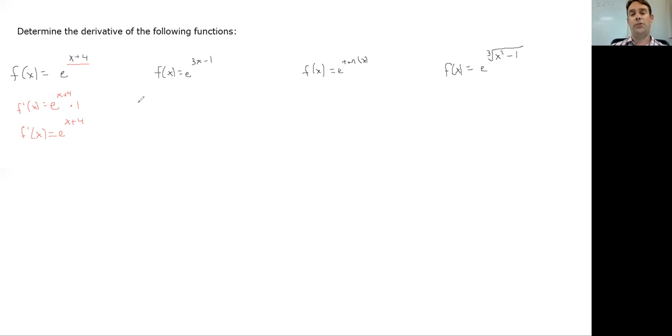Okay, with that in mind, I want you guys to go ahead and pause the video and see what you guys can come up with on these next ones. All right, so our first derivative. Let's see how you all did here. We keep the function, and then we multiply by the derivative. So 3. So the derivative would be f prime of x equals 3 e to the 3x minus 1.